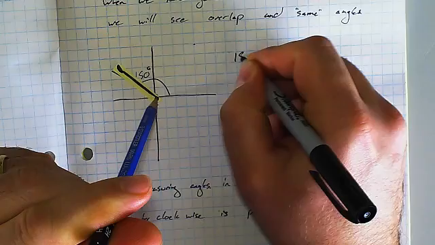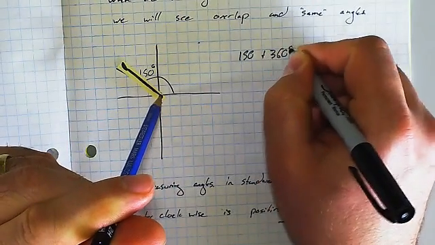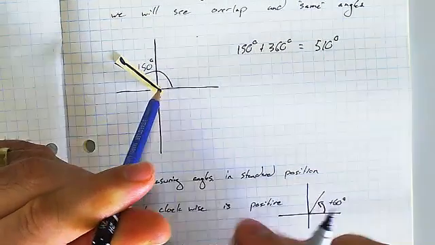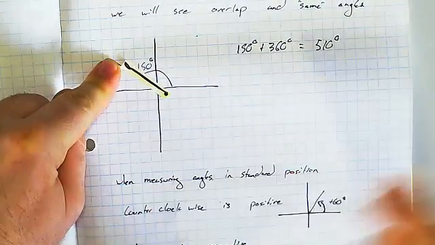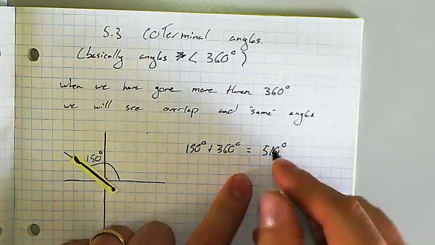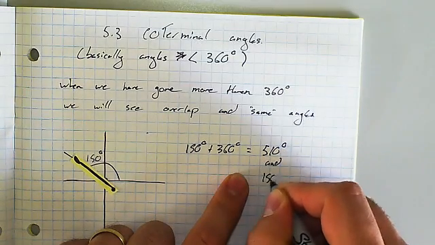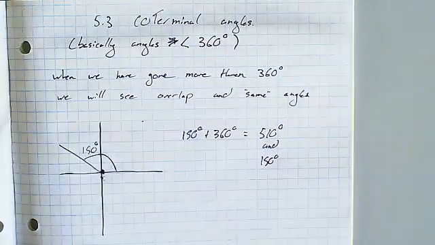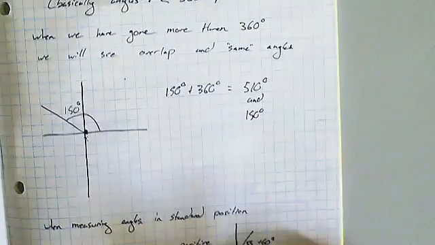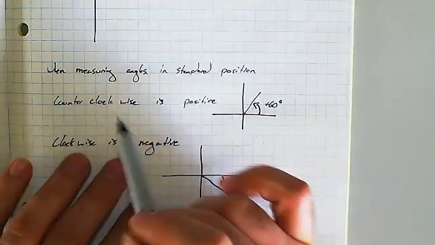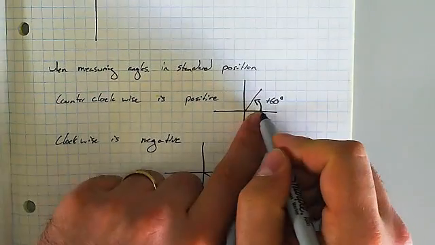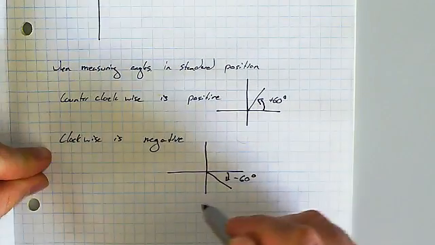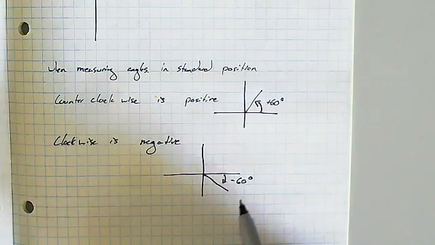However, what I've gone is 150 plus that 360 degrees, which would give me an angle of 510 degrees, because they're in the same position. So 510 and 150 degrees are considered coterminal angles. Basically, it's how many laps you're going to do around this. Two things to note in standard position: whenever we go counterclockwise, we're always going to have a positive angle. If we ever go clockwise, we're going to have a negative angle.